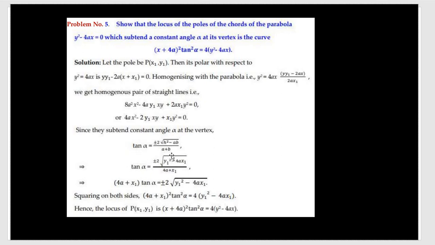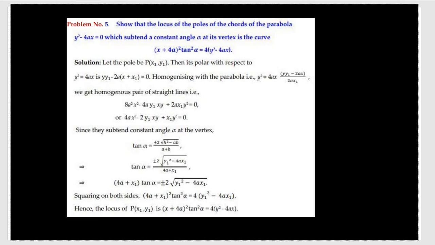And in that formula, what format is it in? Capital A X square plus B Y square plus 2HXY. So this capital H here is 2 minus 2XY, and capital A is this 4A, capital B is X1. So if you just substitute and then cross multiply, squaring and then dropping the suffix, you get the locus. So that is this problem.